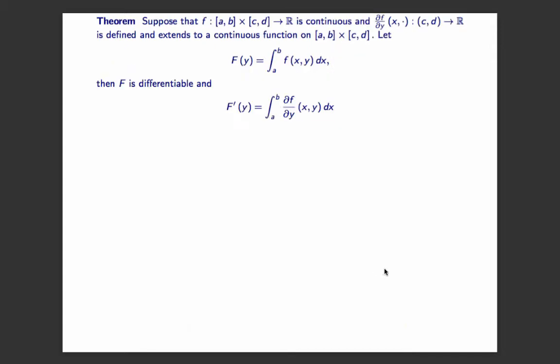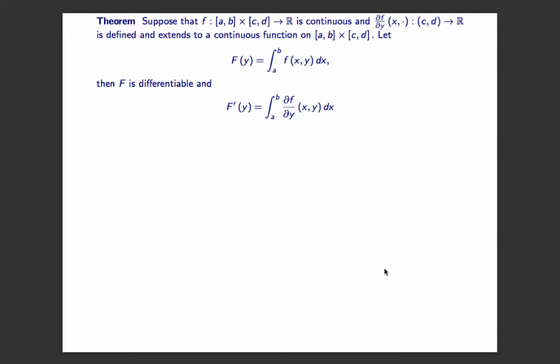So now we're going to discuss combining differentiation and integration, or when we can compute the derivative of an integral function. So suppose f is defined on a rectangle in R2, and it's real valued and continuous. And the derivative with respect to y is defined and can also be extended to be a continuous function on the rectangle. Right, for each given x, we have this continuous function with respect to y of the partial derivative of f with respect to y.